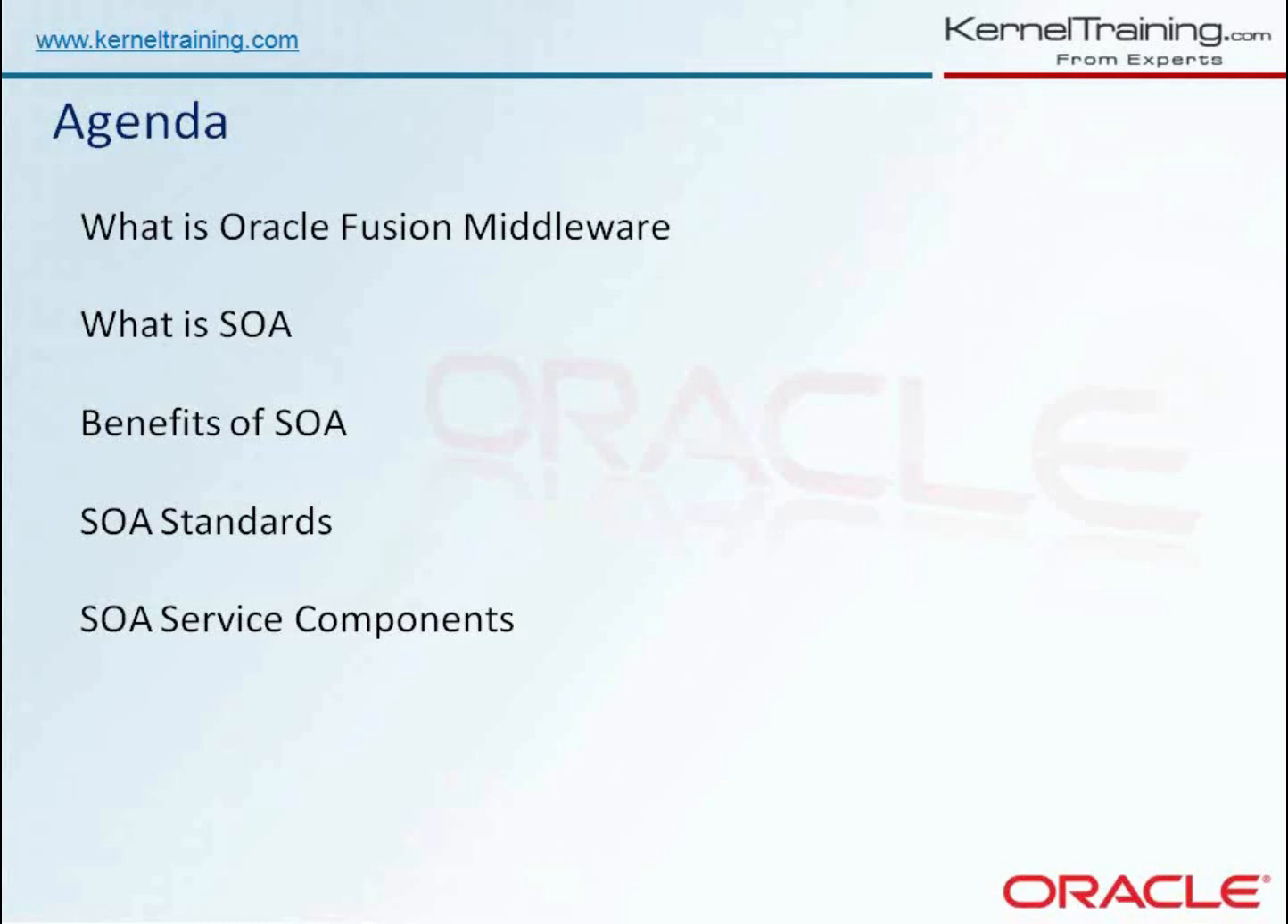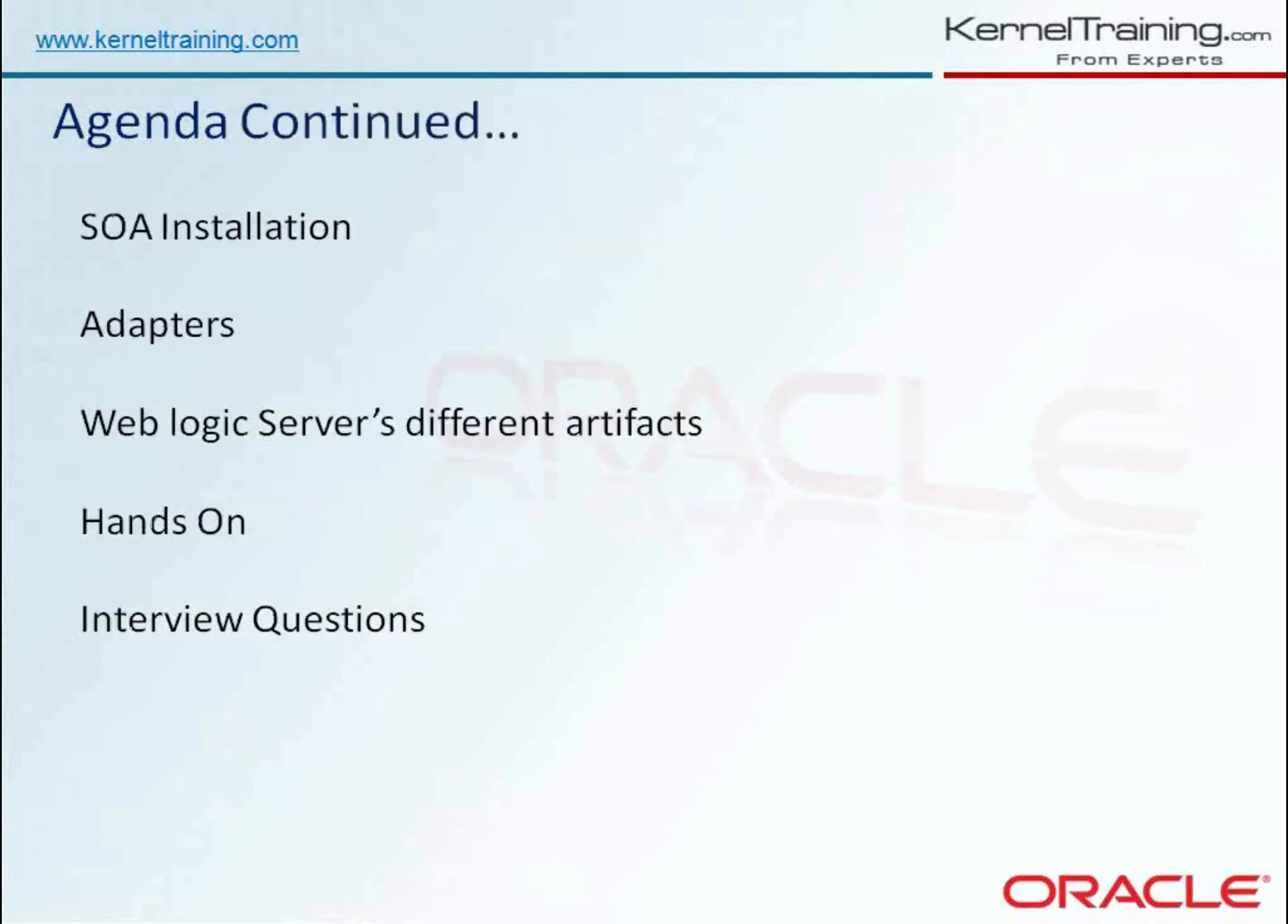Then SOA service components. To build SOA, we need some components based on which we can define some functionality, so I will walk through them. Then SOA installation. Oracle provides free software for development purposes. You can easily download JDeveloper, Oracle WebLogic, and the Oracle SOA server from the Oracle website itself. It's free only for development purposes. I will walk you through how you can install this on your local system so that we can do some hands-on.